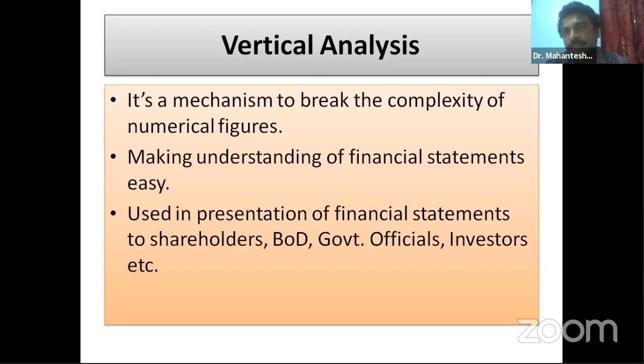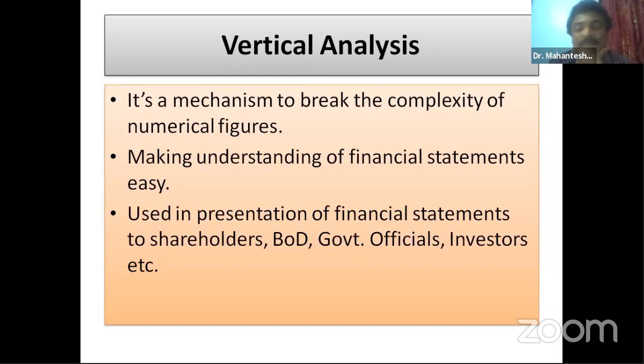Balance sheet ಅಂತ ತಗೊಂಡ್ರೆ, net profits, P&L account ಅಂತ ತಗೊಂಡ್ರೆ, the numbers that are presented in the P&L account, the numbers that are presented in the income statement and the financial statement in the form of balance sheet, you consider ಮಾಡಿದ್ರೆ, some of these numbers are definitely complex in nature.